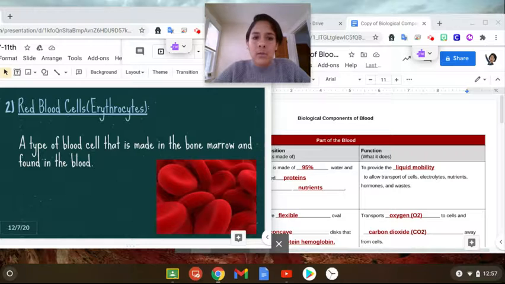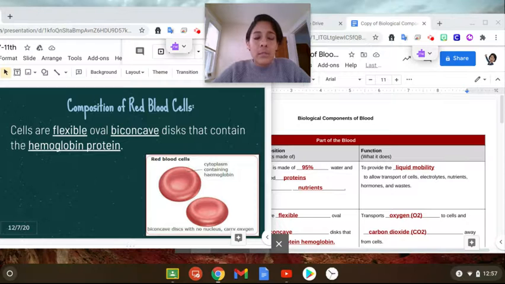Red blood cells, also known as erythrocytes, that's the medical and technical term for a red blood cell. These are a type of cell that are actually made in the bone marrow, which is the innermost part of your bone, and they're found in the blood. And so the composition of red blood cells, these cells are flexible. They are oval in shape. They are biconcave, so they have this donut shape look to them. Or you might think that they look like a snow tube or water tube. And they most importantly contain the protein hemoglobin.